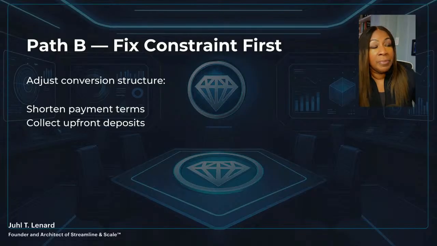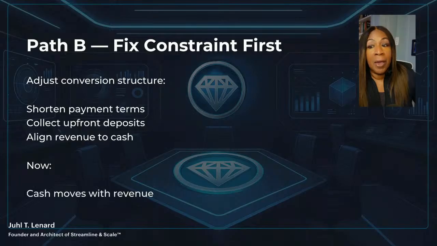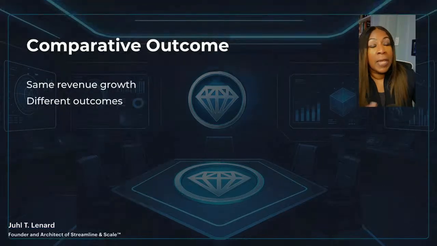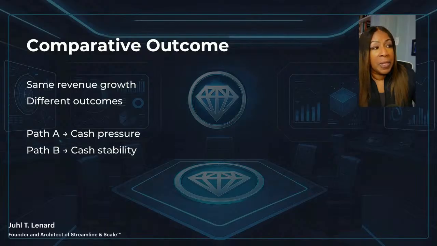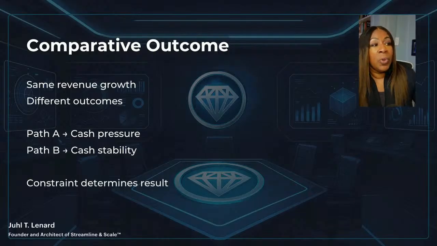We collect more upfront deposits. We align the revenue to cash. And now cash moves with revenue. So same revenue growth, different outcomes. Path A, we get more cash pressure, more expenses, more lag in cash. With path B, we have cash stability because now we have matched our revenue with the cash. So constraint determines the result.